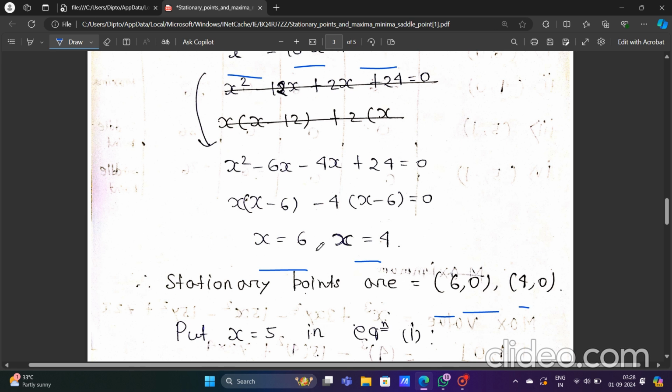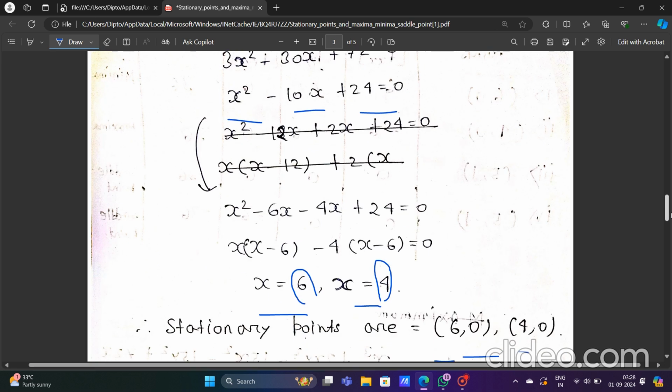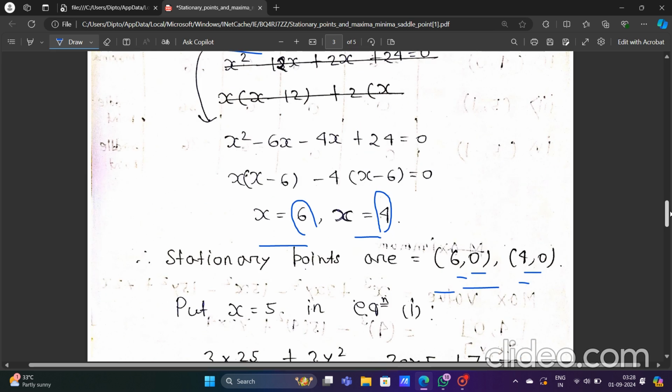How can I say that? The value of x is 6 and the value of x is also 4. For which value of y? Obviously we have put y equals to 0 in equation 1, and by putting y equals to 0 in equation 1 we are getting the two values of x, 6 and 4, right? So the values of x are 6 and 4 for which value of y? For the value of y which is equal to 0. So these two stationary points are (6, 0) and (4, 0).